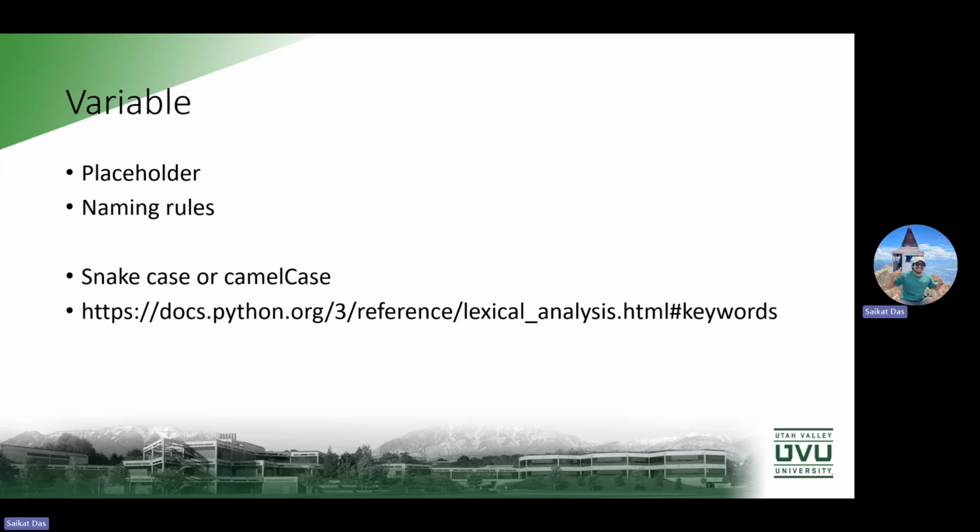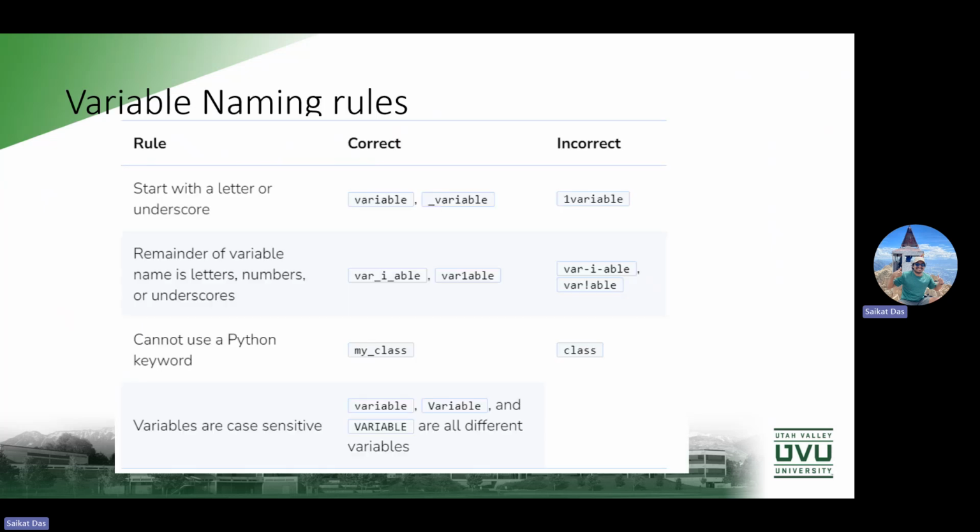And in Python, whenever you are writing a variable name, it has some rules. What are the rules? These are the rules. It needs to start with a letter or underscore. Cannot start with a number. Like this one is correct. Underscore variable is correct, but one variable is not correct. It's the naming convention, not the convention rule. You need to follow these rules.